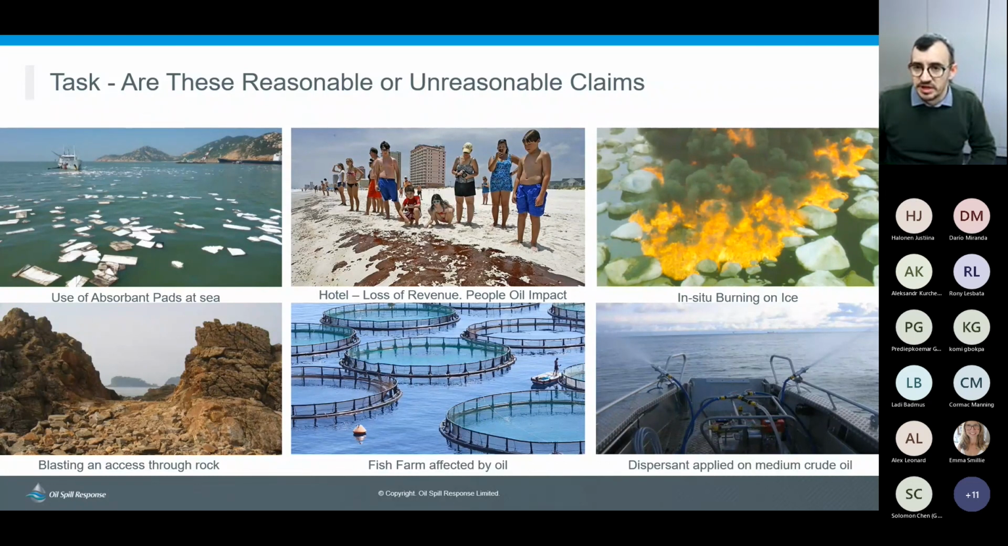The next short scenario we've got is the hotel in the background of the second picture, which has a loss of revenue, and they're claiming for that loss of revenue. It's pure economic loss, and there's no damage to the physical property. So it's just people not attending that hotel because there's oil on the beach outside. Is that reasonable or unreasonable? I'll give you a moment to ponder that and then pop your responses in the chat.